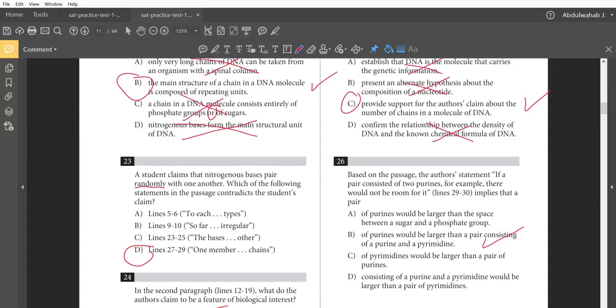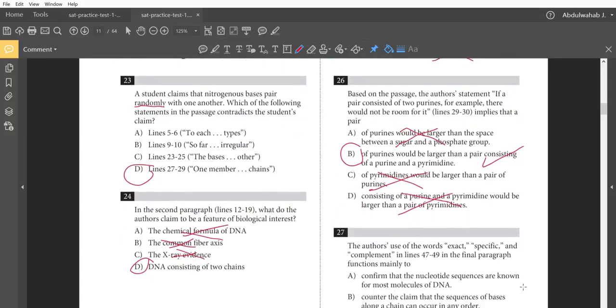But when you have 2 purines or 2 pyrimidines, there isn't enough room for them. That's how they complement each other. A pair of pyrimidines would be larger than a pair of purines. Well, we don't have evidence for this in the text. A pair consisting of a purine and a pyrimidine would be larger than a pair of pyrimidines. Well, not exactly. If you have a purine and a pyrimidine, you have exactly the space enough to form the bonds.